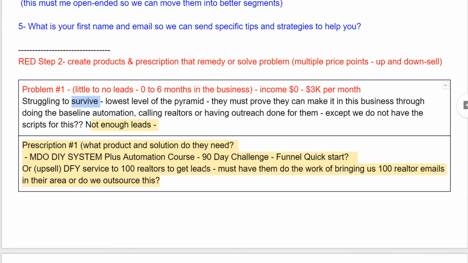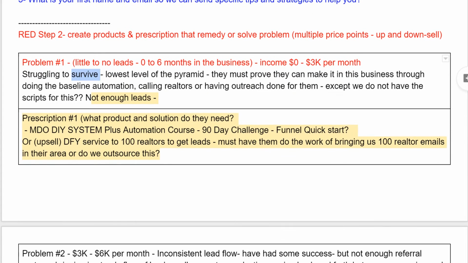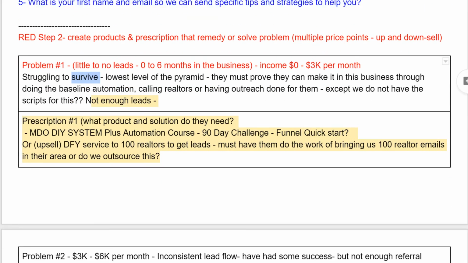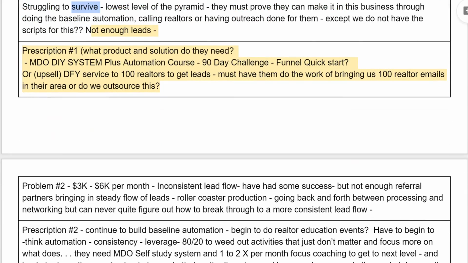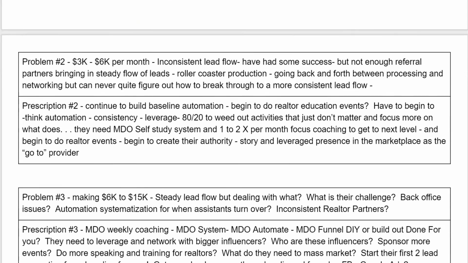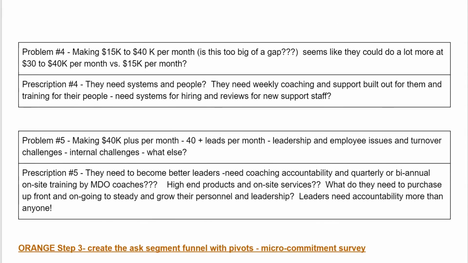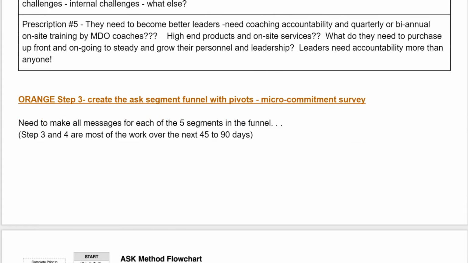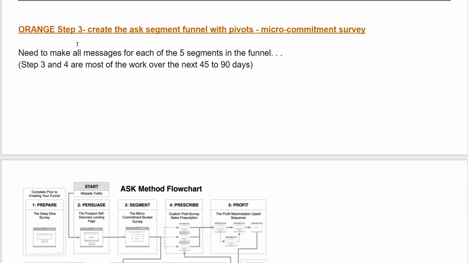But what I want to make sure is we line these up right, so that when they prescribe in the right funnel, we're going to send them the right offers that speak right to the problems they're having based on their stage that they're at in their life cycle of being an originator. Step 3 is the orange.